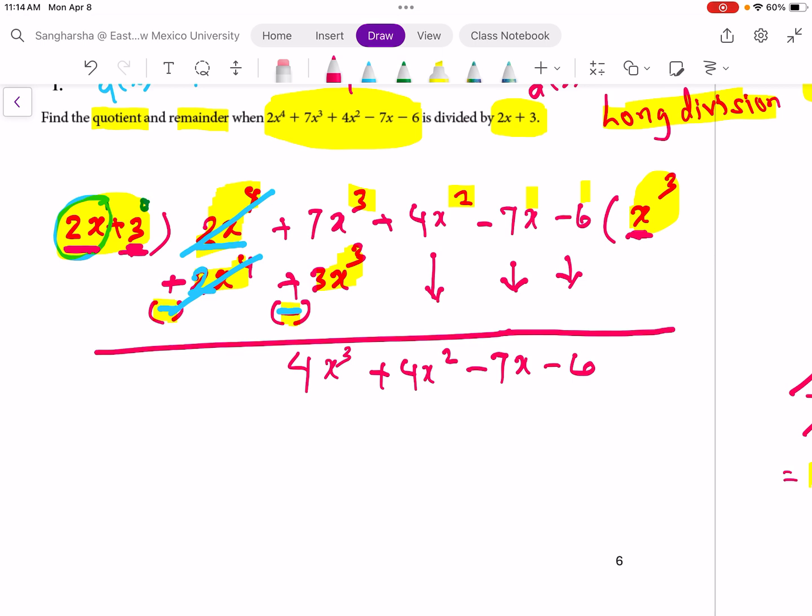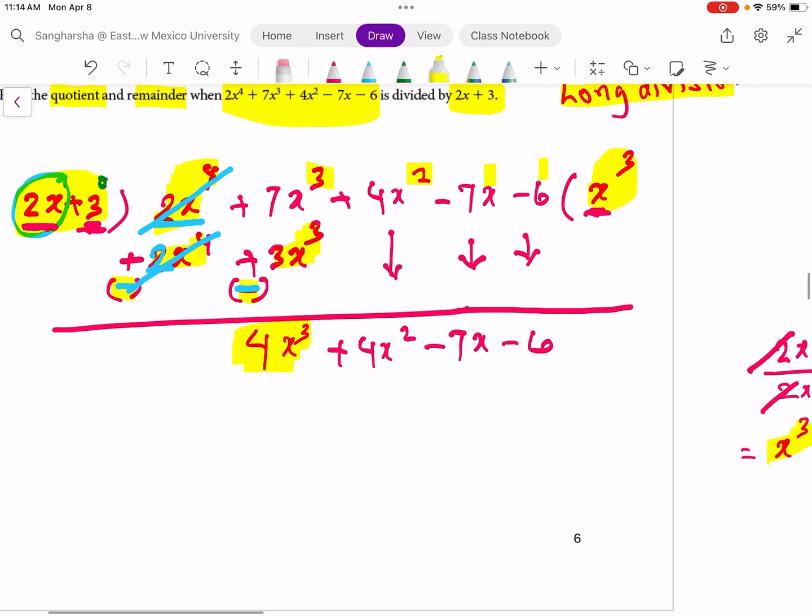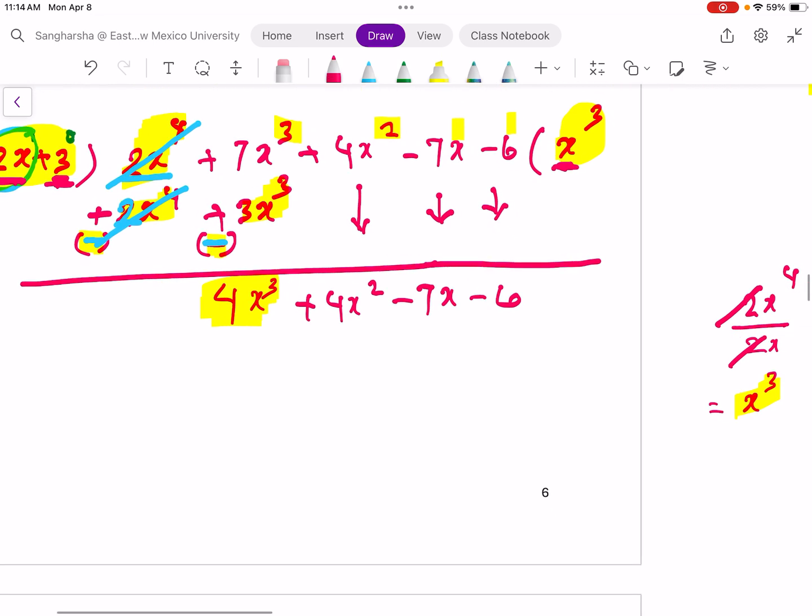Now we repeat the same process. Here we take the first term, the leading term. We divide this leading term by the leading term of the divisor. So we divide 4x cube by 2x. 4x cube divided by 2x is, 2 times 2 is 4, right? x cube divided by x is x squared. And this is another term for the quotient, and that's what you're going to write here. So we have positive 2x squared.